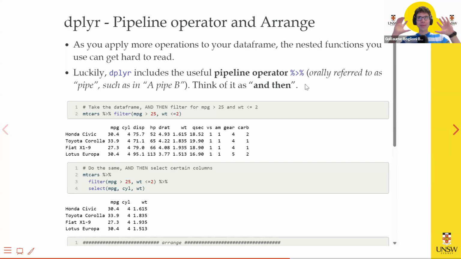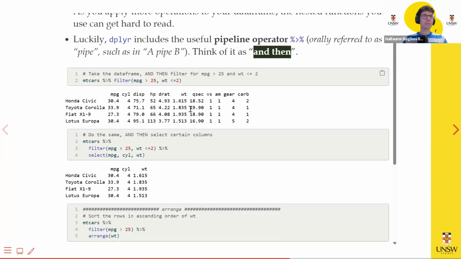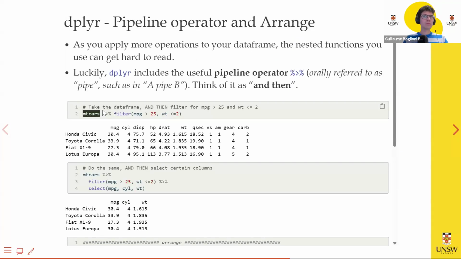Now, how to think of this operator? What does it do? Think of it as an "and then". So do something, then pipe, do something else. Okay, so do something and then do something else. That should become clear with the following example. So now we're going to do something we could already do, but we're going to use the pipeline operator. So mtcars. Here I'm just naming my data set or data frame. So mtcars and then filter.